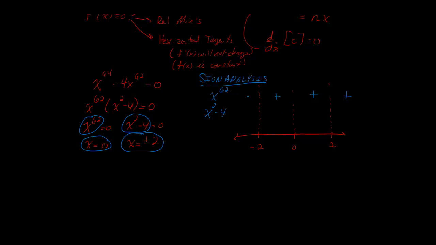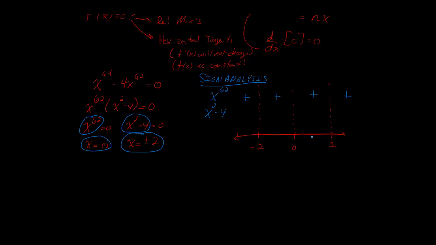Picking a value to the left of 2 will also be positive. So x to the 62nd, because it has an even exponent, will be positive everywhere throughout the number line. However, x squared minus 4 does not hold that same consistency. We recognize here that its critical values are negative 2 and 2.